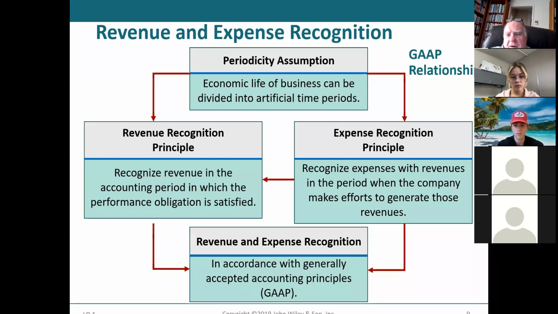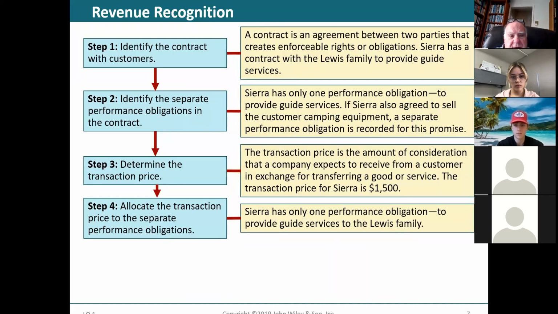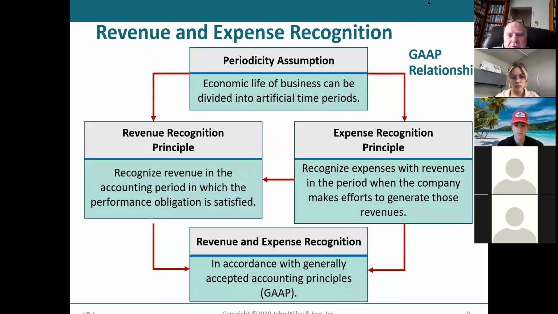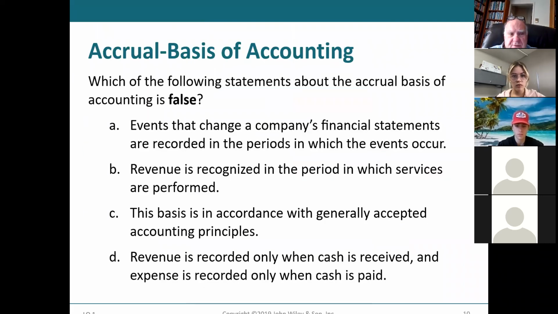Here are a couple of GAAP terms. Revenue recognition principle, we just talked about that. Expense recognition principle: recognize expenses when the company makes efforts to generate those revenues. Recognize expenses with revenues in the period when the company makes efforts to generate those revenues. What is the matching principle? Revenues and expenses.